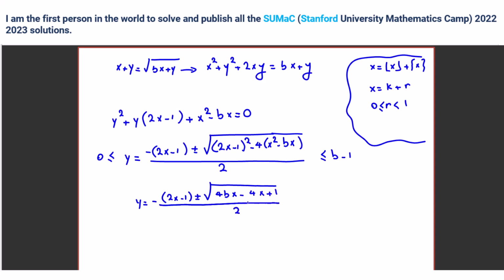Look, if this one is a perfect square, I mean, it would be good because it is odd. If it's odd, then it would be a multiple of 2, right? Because it should be an integer between 0 and b minus 1. So we don't have a problem with this over 2, right?